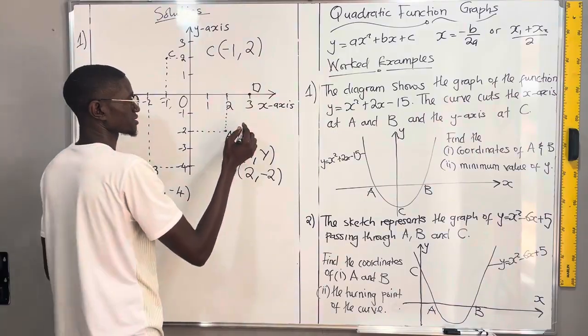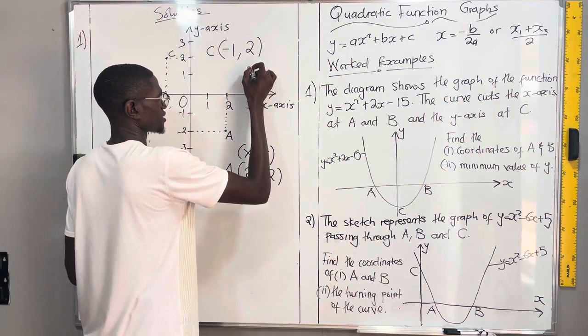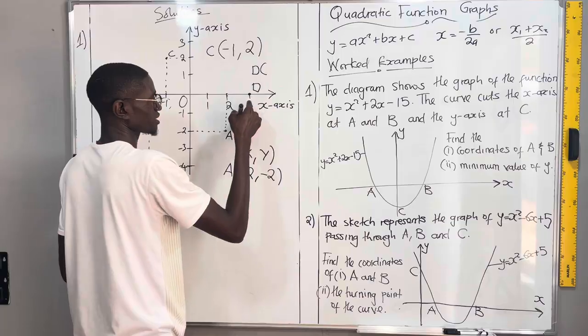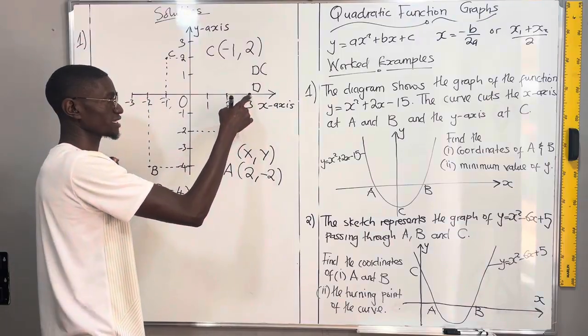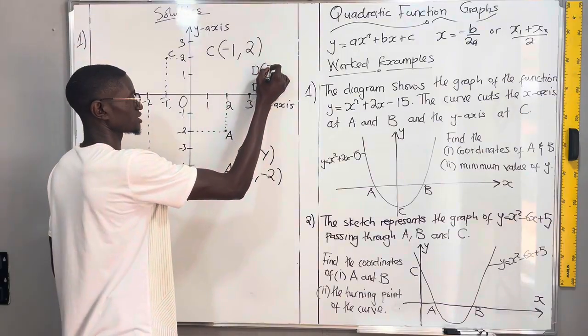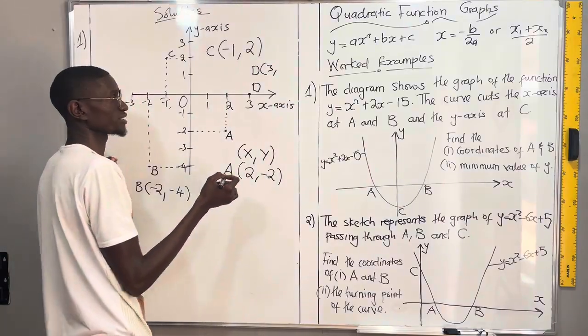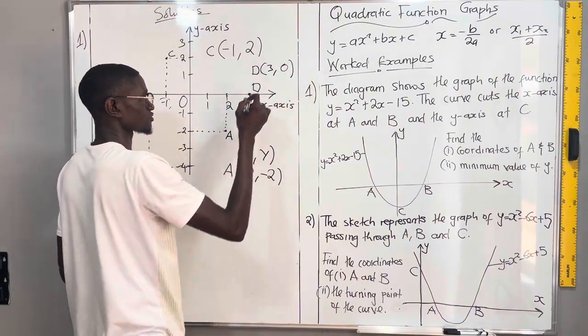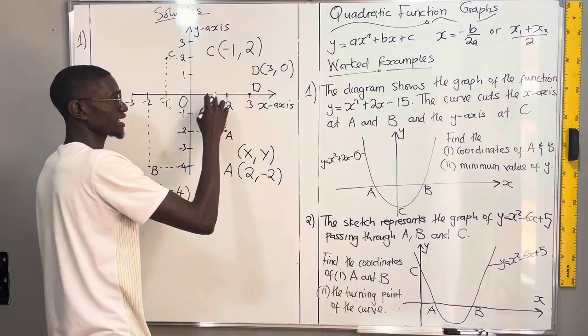Okay, let's put the coordinates here. So D, the x coordinate is right where it's lying here. So it's lying at what? At 3, meaning the x coordinate is 3. What is the y coordinate? The y coordinate is 0, because this point is lying on the x-axis.